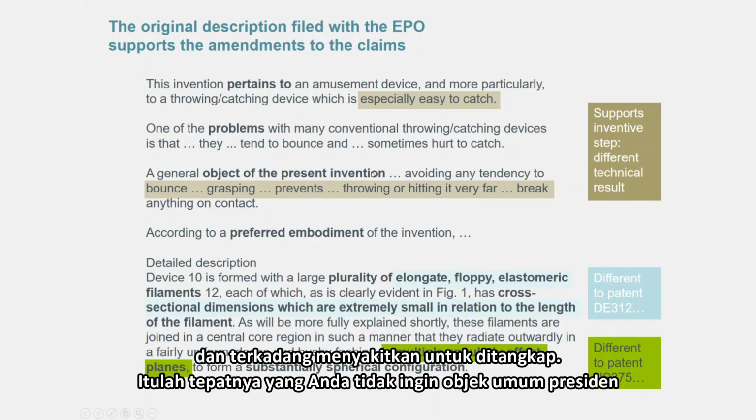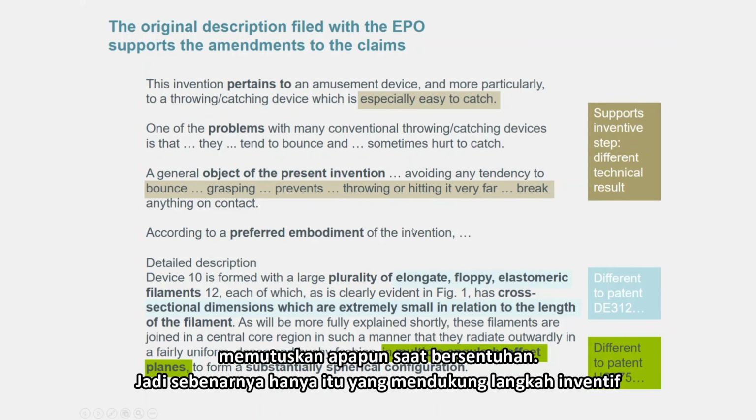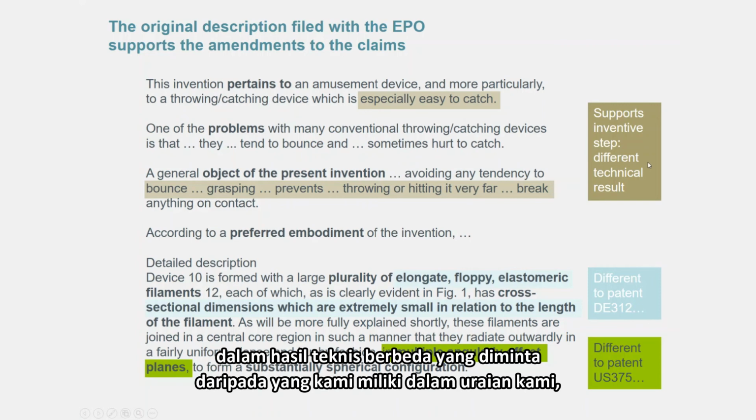A general object of the present invention is avoiding any tendency to bounce, and it prevents throwing or hitting it very far, or breaking anything on contact. So that is actually all that supports the inventive step and the different technical result which was asked for.